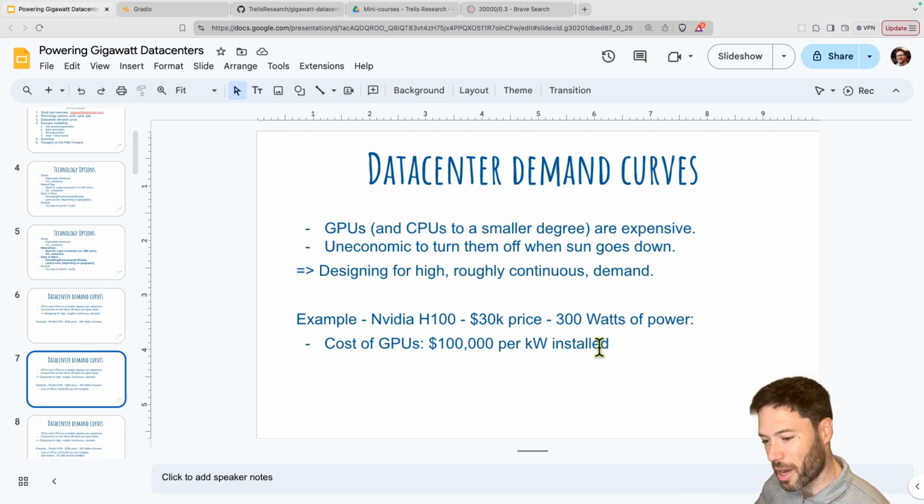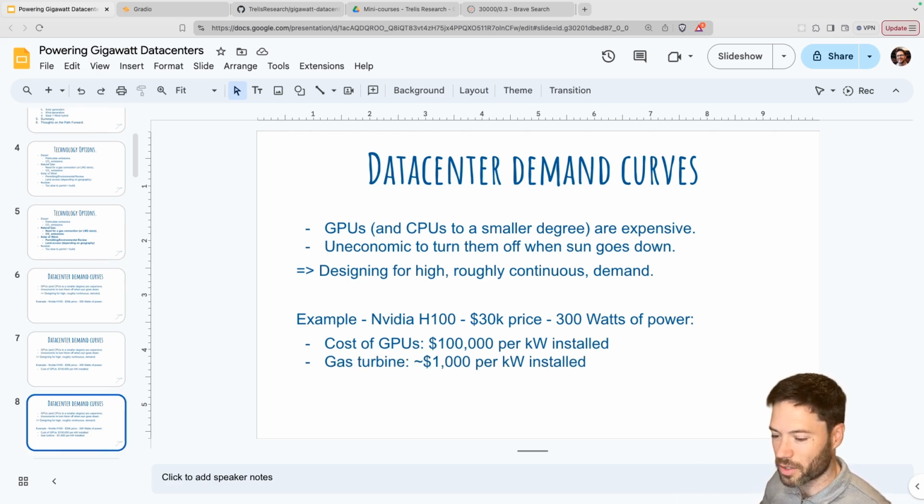And the cost of power, let's say you do gas, now maybe you do wind or solar, but the cost of gas is going to be roughly maybe 1,000 per kilowatt. And so you are never going to want to turn off your GPU. You're just instead going to want to build more capacity. That capacity could be solar, it could be wind, it could be gas, but the economic incentives are such because the GPUs are so expensive, you're going to want to keep the uptime high.